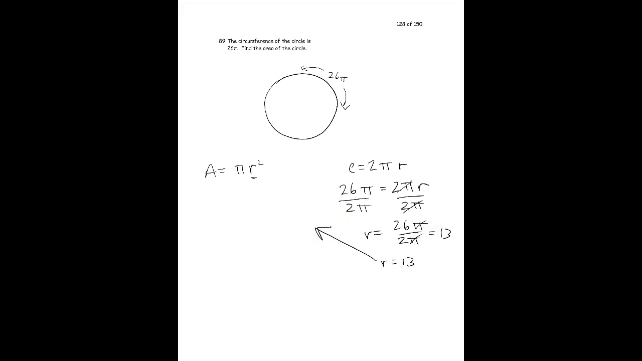We can go back to our area question and find pi times 13 squared is 169 pi units squared.